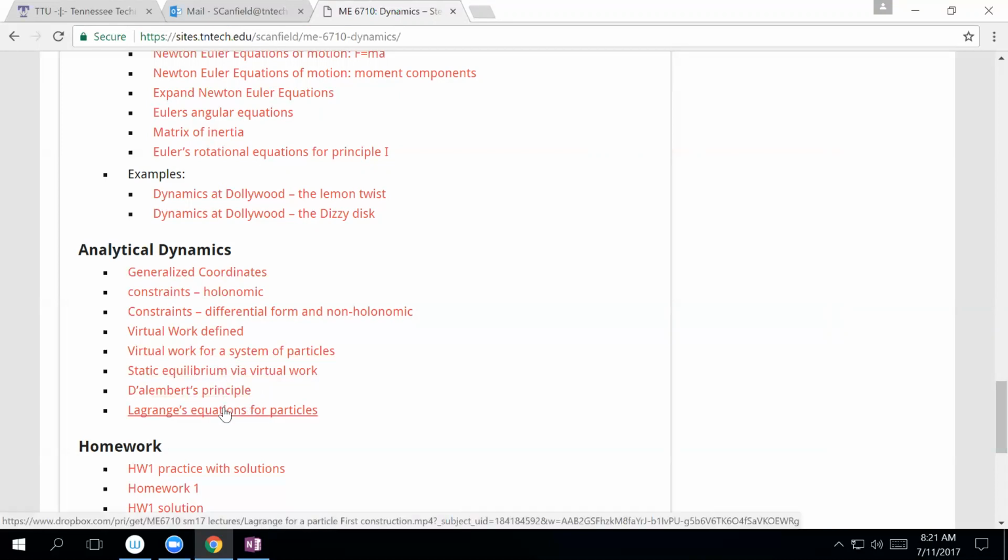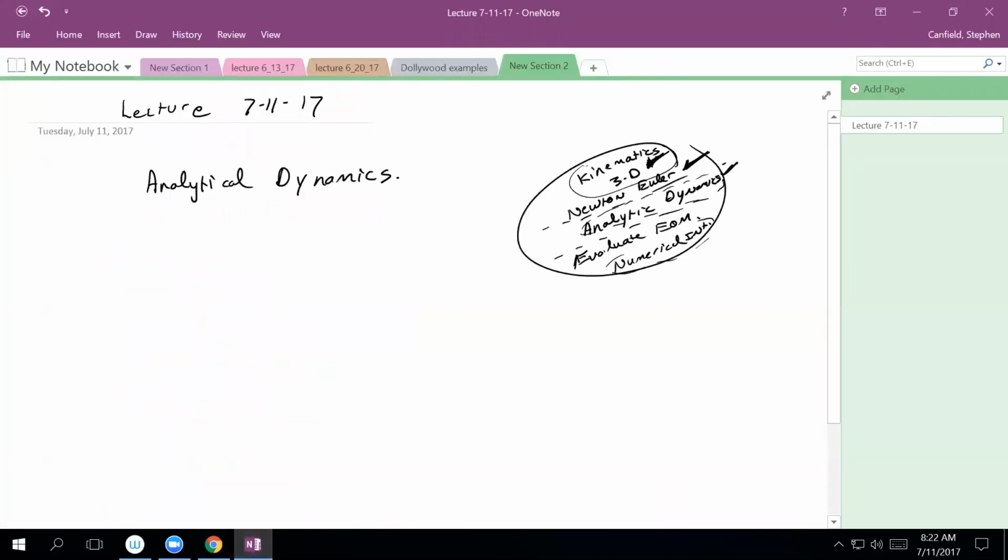Lagrange's equations, which would be the prototypical, the primary analytical technique that we currently use, although there are many, take virtual work and D'Alembert's principle and extend these now to an energy-based description of dynamics that is based on a generalized force, not a vector force, but a generalized force and energy contained in the system. So it relaxes both the constraints on vectors, on a fixed set of coordinates, and then an energy-based approach.